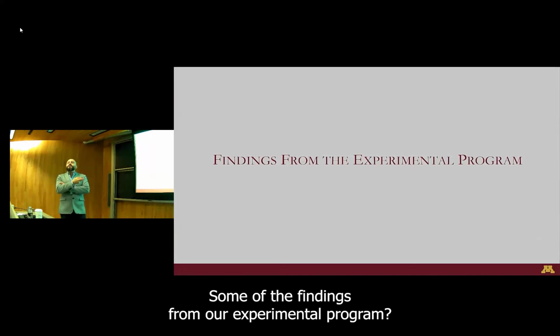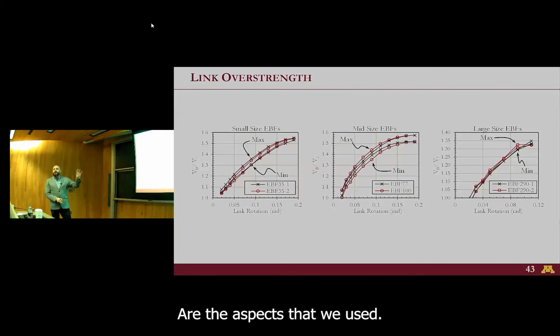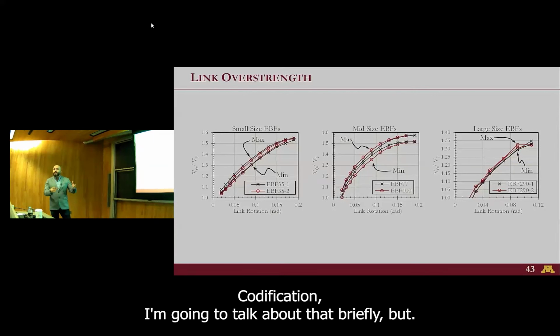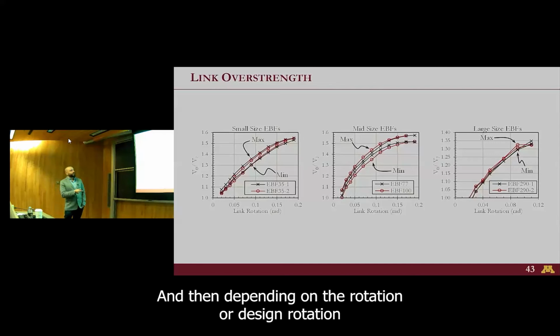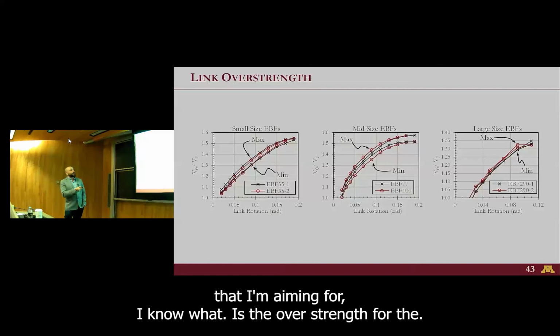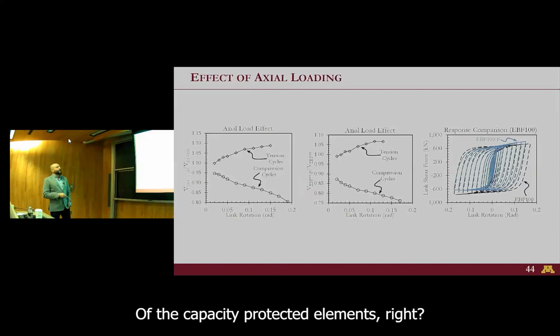So what were some of the findings from our experimental program? So one, the link overstrength. So for all of the links that I tested, and these are the aspects that we used in the codification. I'm going to talk about that briefly, but towards the end. But essentially, if I map the ratio of the link shear to the nominal capacity at every rotation, I get the overstrength, right? And then depending on the rotation or design rotation that I'm aiming for, I know what is the overstrength for the design of the capacity protected elements, right?